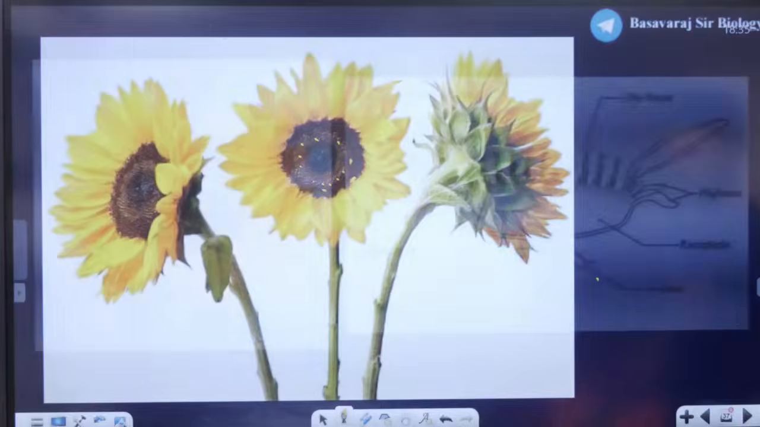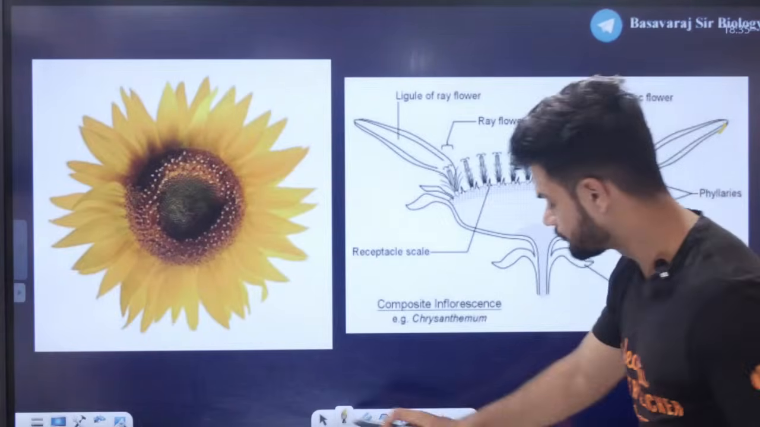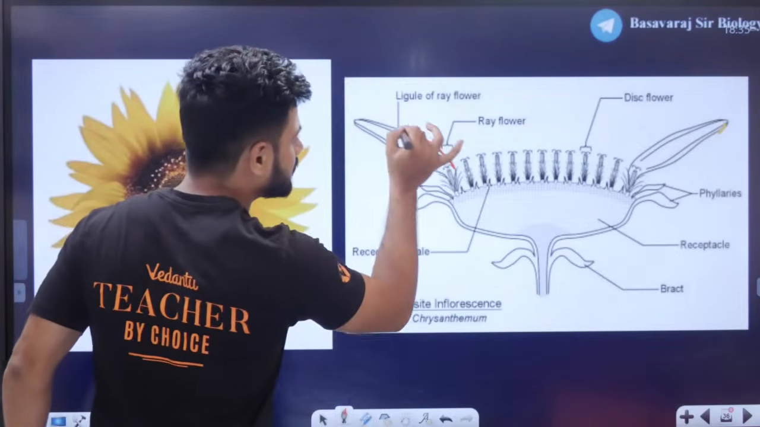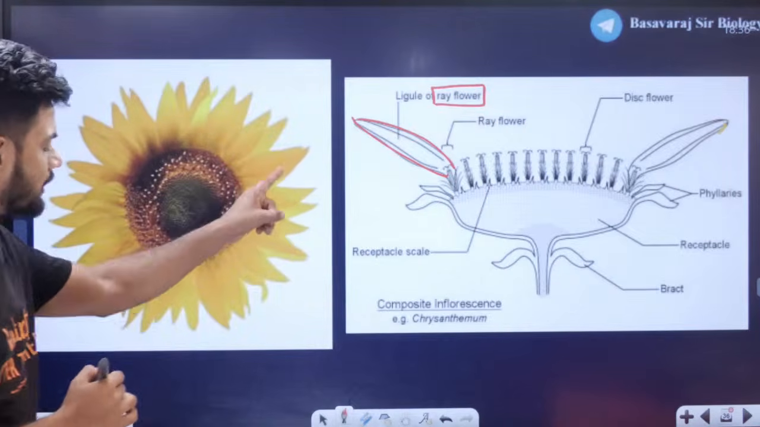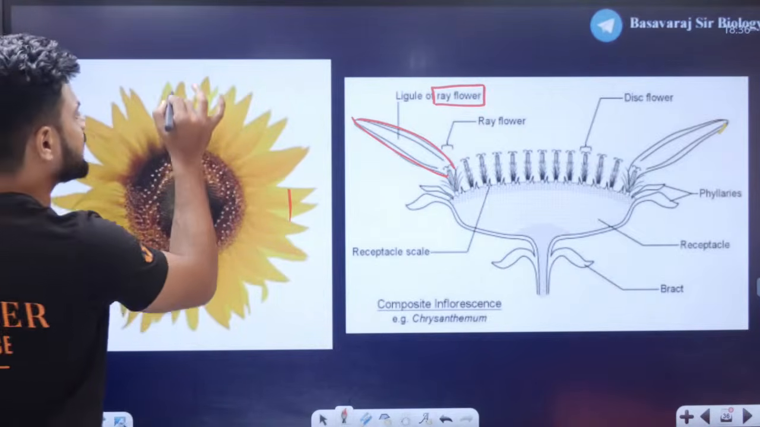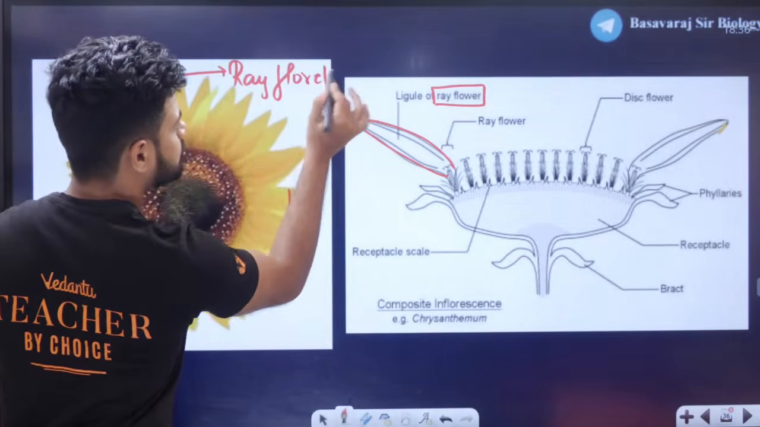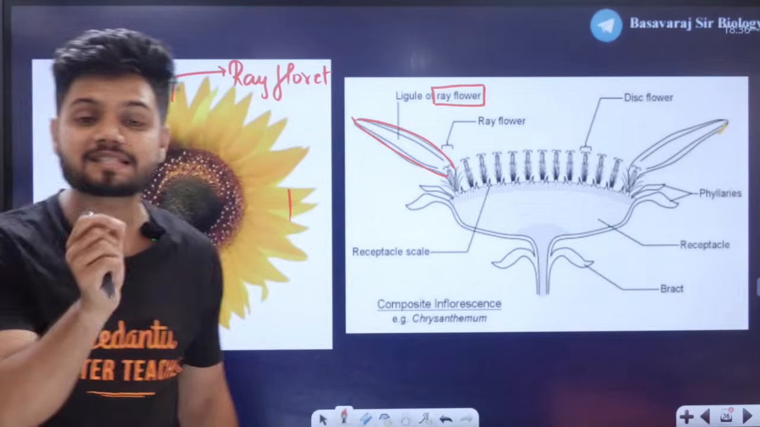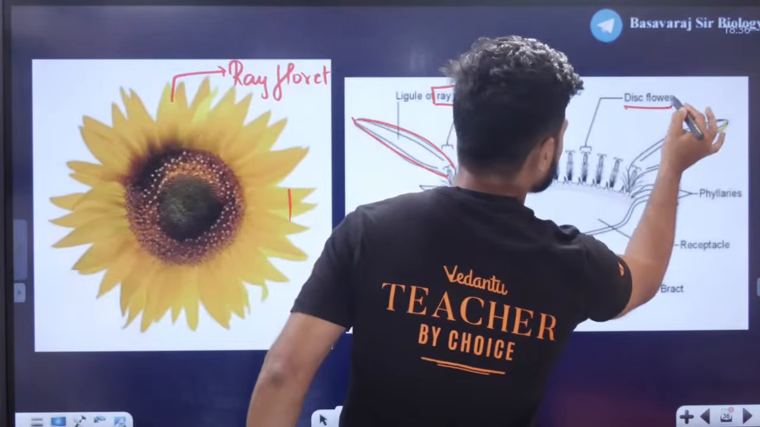If you look at the inflorescence, there are actually two types of flowers here. Can you see this one here? This is called a ray floret. The outer part is the ray floret. Now, what is present in the middle? The middle part is called your disc floret, disc flower or disc floret.